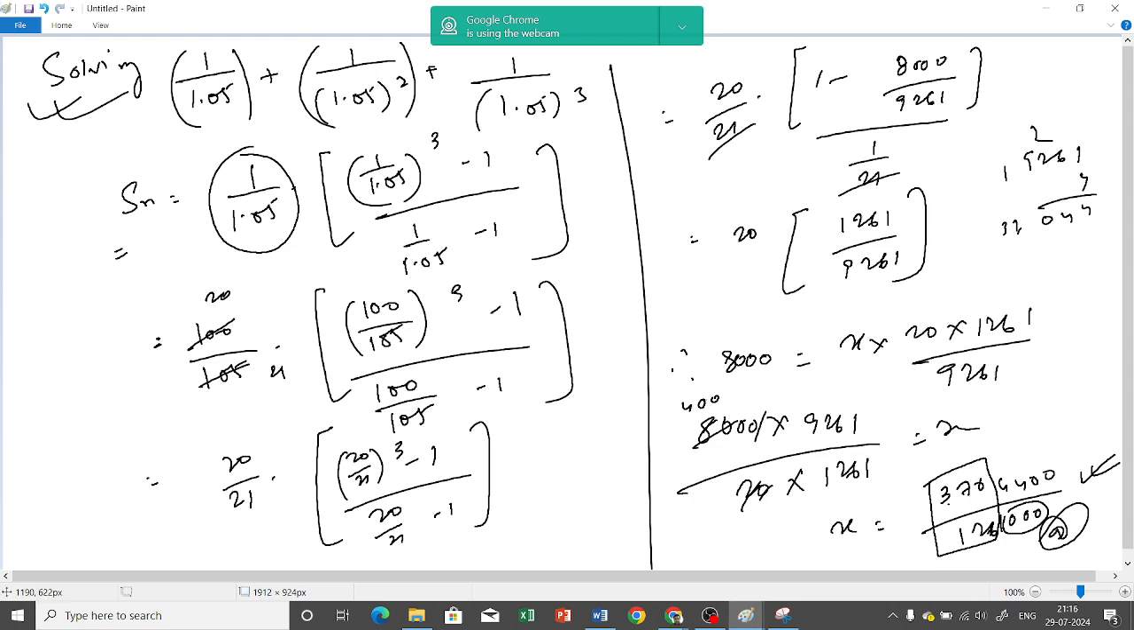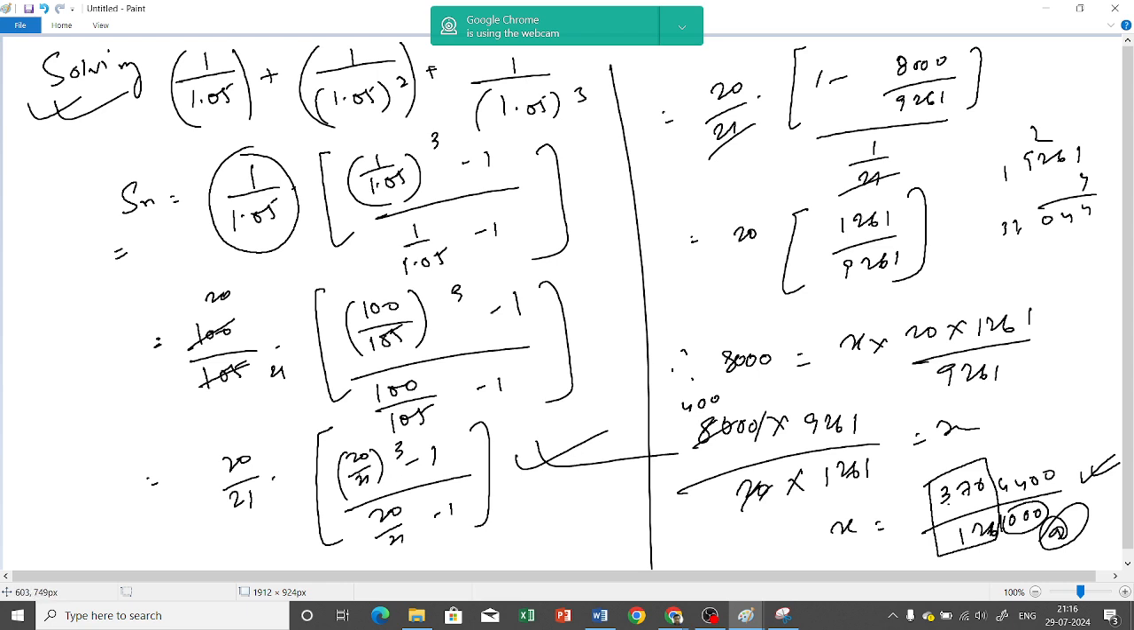Okay. So what is the summation? The summation is A into r to the power n minus 1, how many terms are there? 3 terms are there. So 3 minus 1 divided by r minus 1. What is the common ratio? 1 by 1.05 minus 1. If I solve it, I am getting something like this.